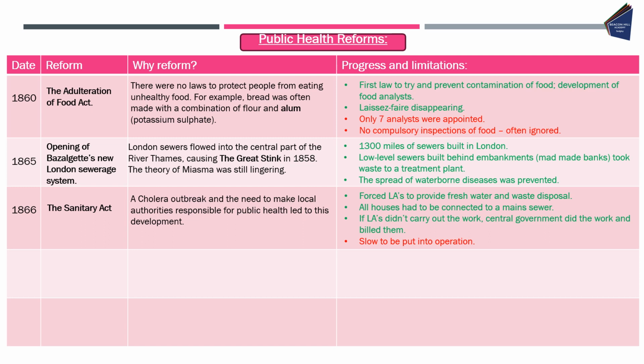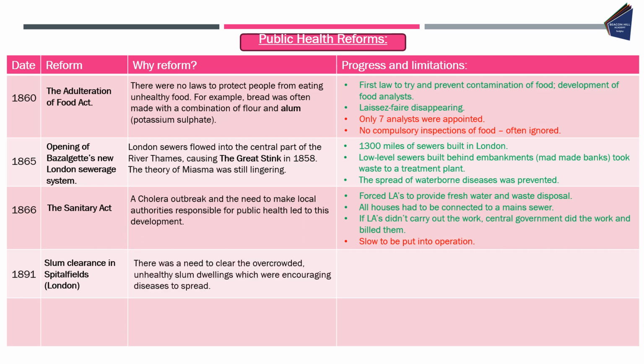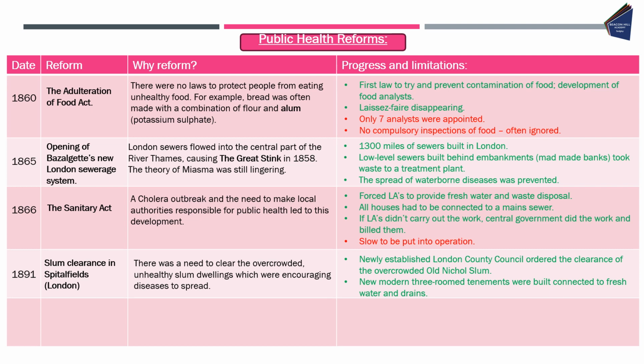In 1891, we see the slum clearance that happens in Spitalfields in London. There was a need to clear the overcrowded, unhealthy slum dwellings, which were encouraging diseases to spread. And in terms of progress, the newly established London County Council ordered the clearance of the overcrowded Old Nichol slum. For those of us going for 7s, 8s and 9s in the exam, that's something really specific that you could give. In replacement of these slums, we have new modern 3-room tenements which were built, and these were connected to fresh water and drains. So again, we see an improvement here in the living conditions of people in the 19th century.